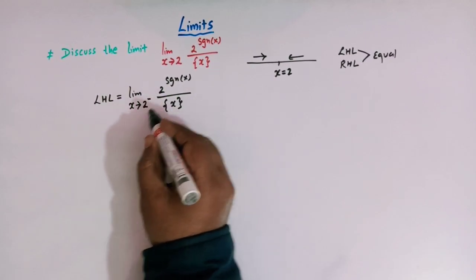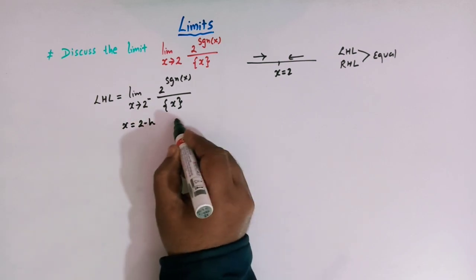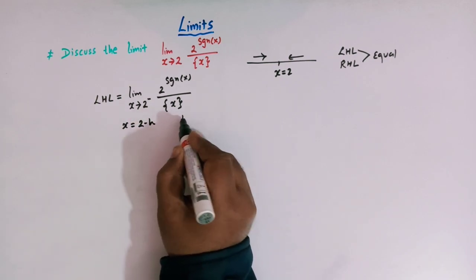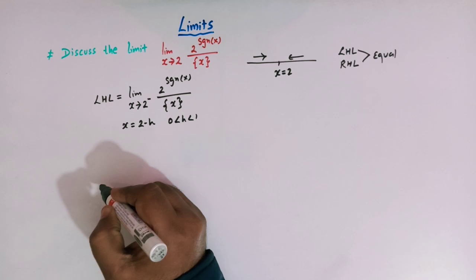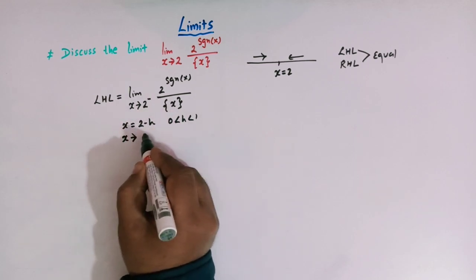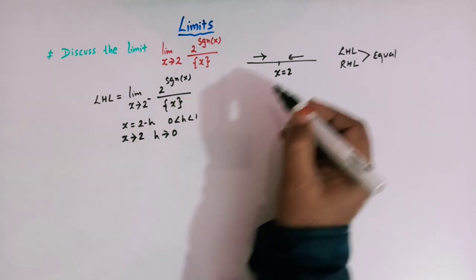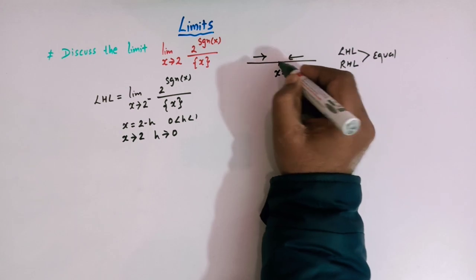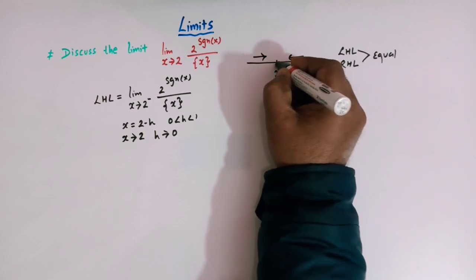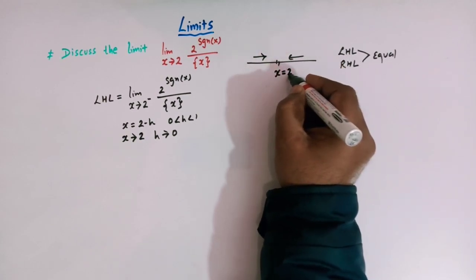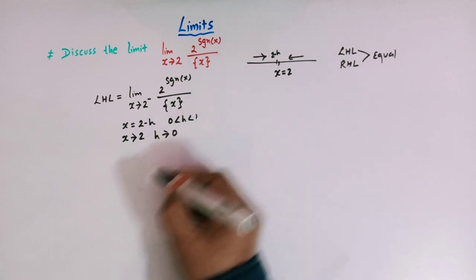So we'll take x equal to 2 minus h, where h is a very small positive quantity which lies between 0 and 1. Now when x approaches 2, h obviously tends to 0. So we are in the neighborhood of x equal to 2, and this point, 2 minus h, lies very close to x equal to 2.